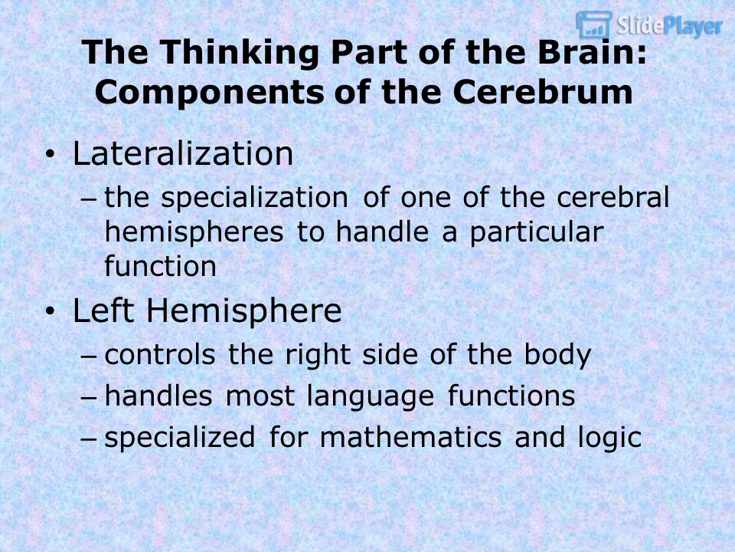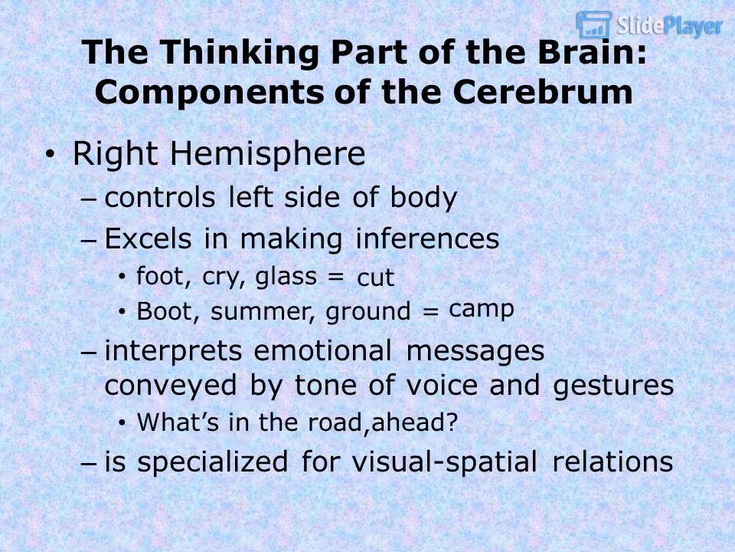What are the specialized functions of the left and right cerebral hemispheres? The thinking part of the brain, components of the cerebrum. Right hemisphere: controls the left side of the body. Excels in making inferences. Foot, cry, glass equals... Boot, summer, ground equals... Interprets emotional messages conveyed by tone of voice and gestures.